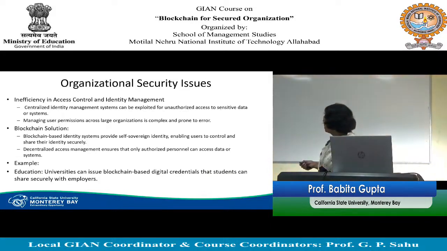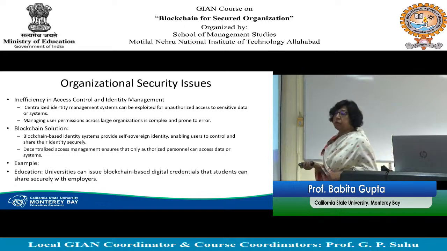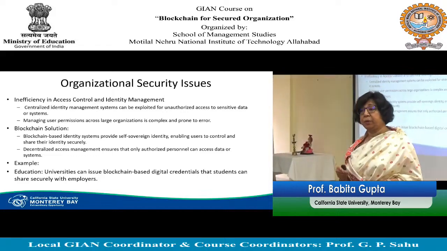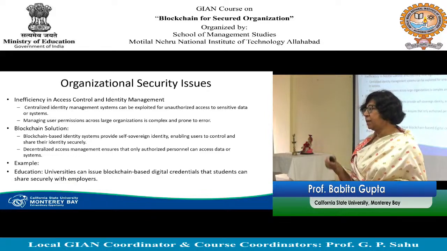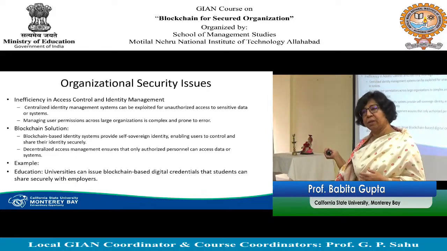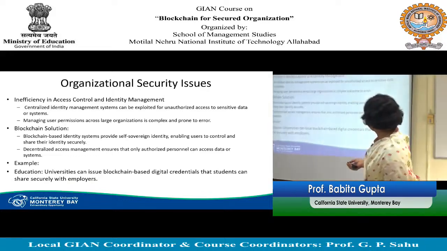Those are the kinds of things that can be prevented with blockchain solutions. The other thing is inefficiency in access control and identity management. Identity management has to do with authenticity. Going back to this Alice and Bob scenario, is Alice really the person Alice, or is it somebody else masquerading as Alice? And same with Bob. That's this authenticity, and that goes back again to cryptography, public and private keys.